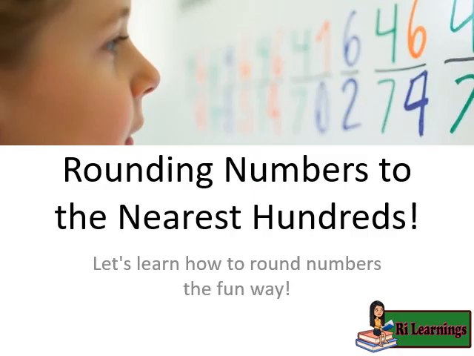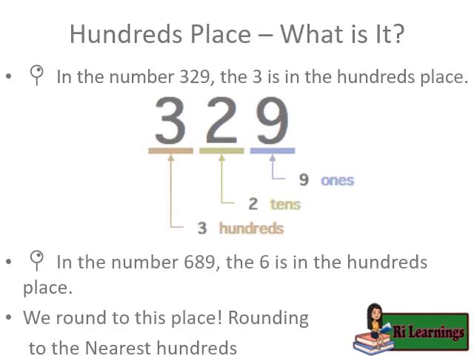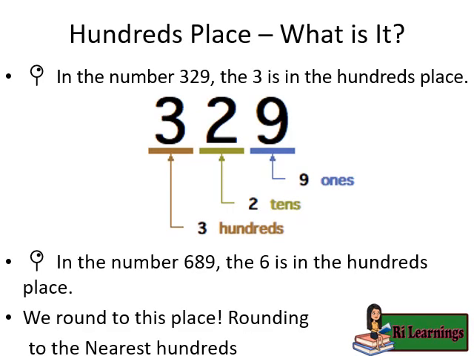Rounding numbers to the nearest hundreds. Hundreds place. What is it? In the number 329, the 3 is in the hundreds place. In the number 689, the 6 is in the hundreds place. We round to this place. Rounding to the nearest hundreds.